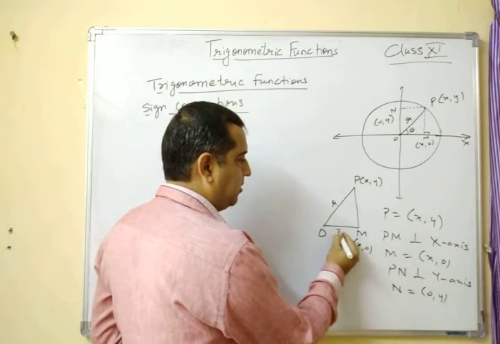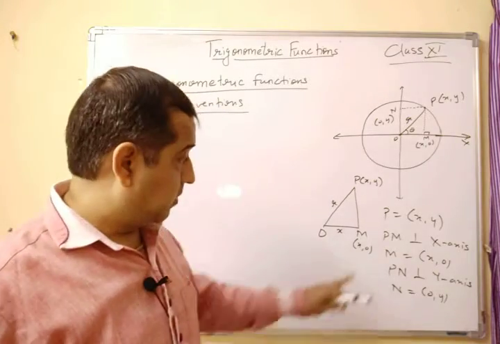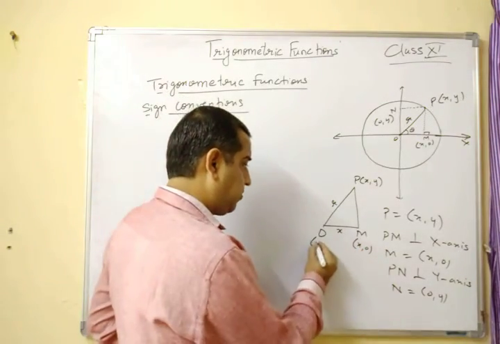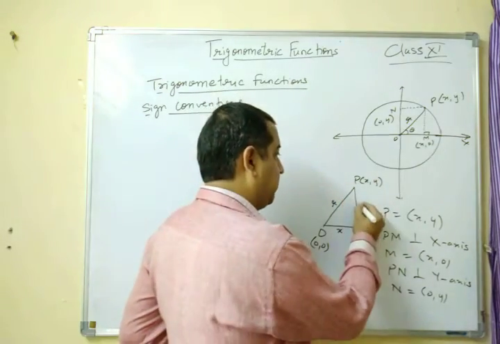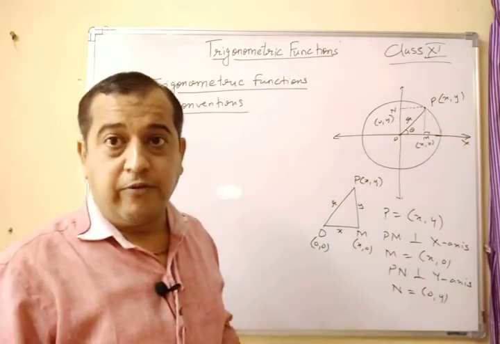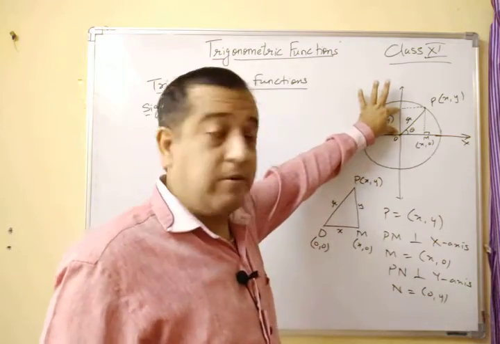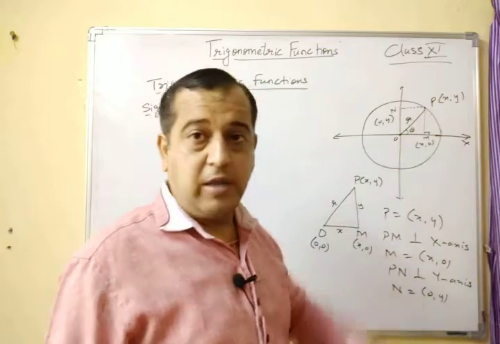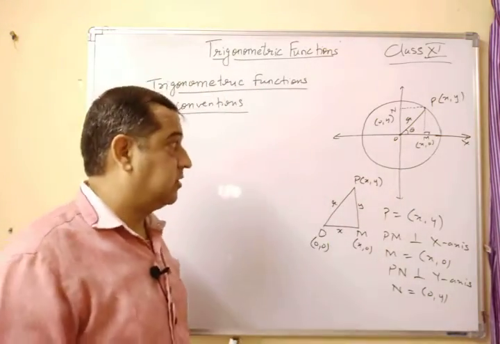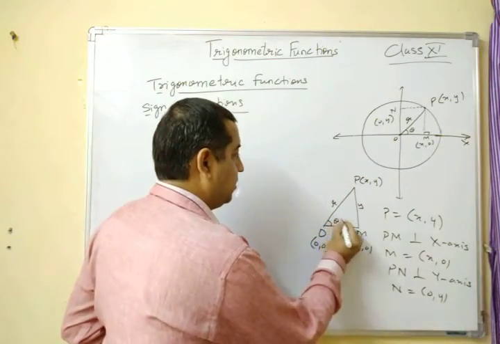Now from O to M the distance will be x. Why? Because M has the coordinate (x, 0) and O has coordinate (0, 0). And from P to M the distance will be y. Why? Because this distance will be y and this is a rectangle. So if this is y, then ultimately this also becomes y. I am taking this angle to be theta.